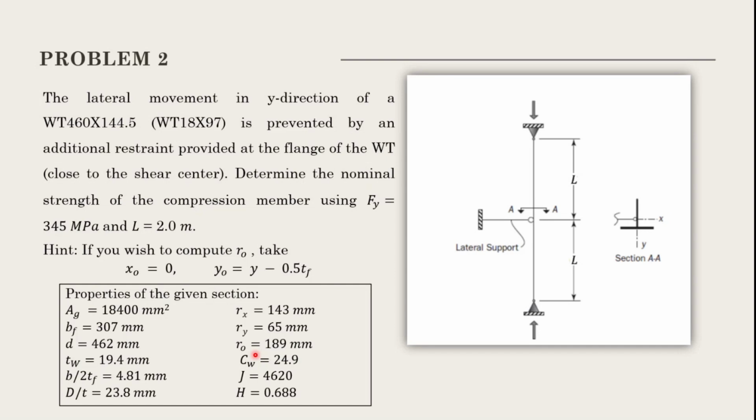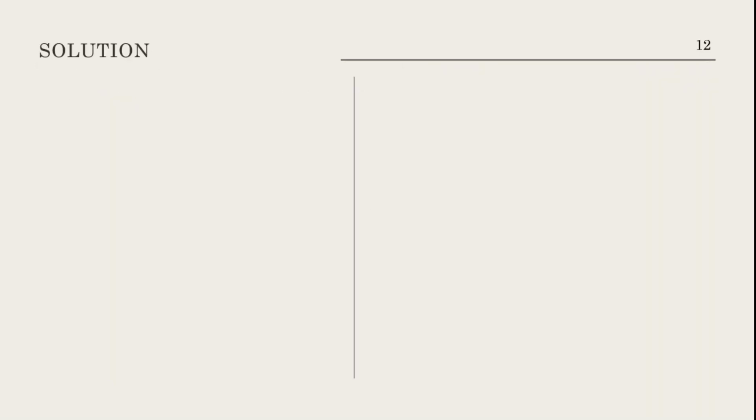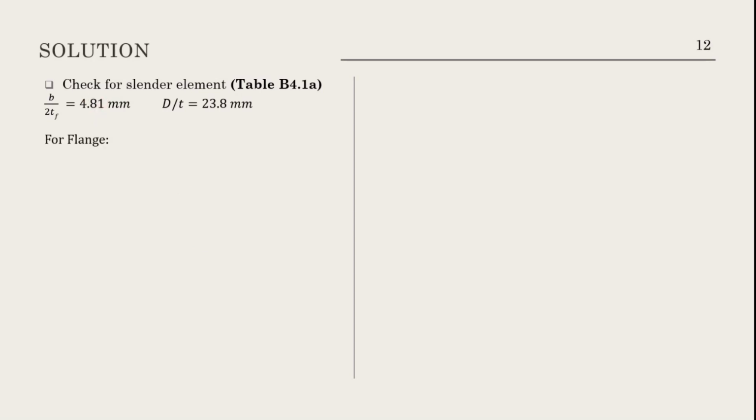Okay, so next, similarly to what we did in the first problem, we need to check if there are slender elements. So we have a T shape. For the flanges of the T shape, we check by comparing the width to thickness ratio 4.81 with the limiting width to thickness ratio 13.48. So B over 2TF is less than lambda sub R. Therefore, B is not slender.